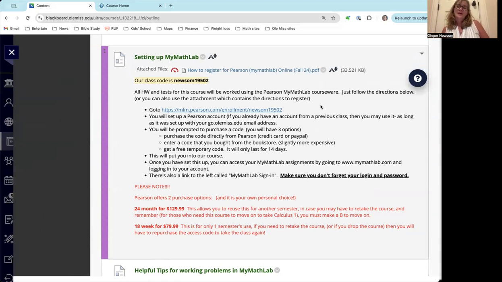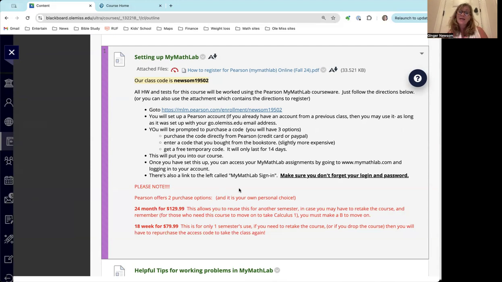Okay, and they'll give you an option where you can purchase a temporary code. It's actually free for 14 days. So you can try it out. If you're not sure you're going to stay in the class, you've got 14 days to work on things. At the end of 14 days, they will ask for the money and all your work will be saved. Or you can go ahead and just purchase straight from Pearson. You can pay with credit card or PayPal.